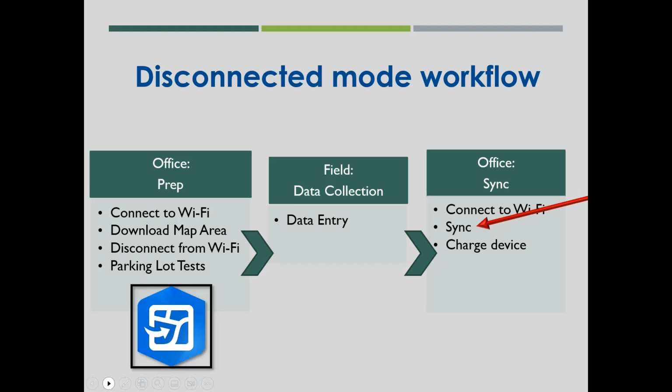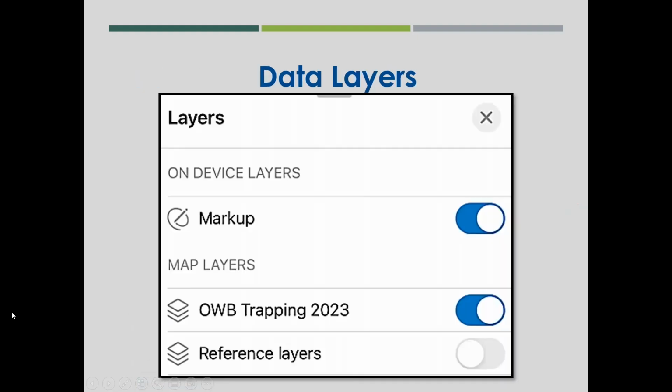And that's for field maps. So the data layers in OWB look pretty simple. There's a markup layer, which is just a default layer inherent to field maps itself. Every map has a markup layer.